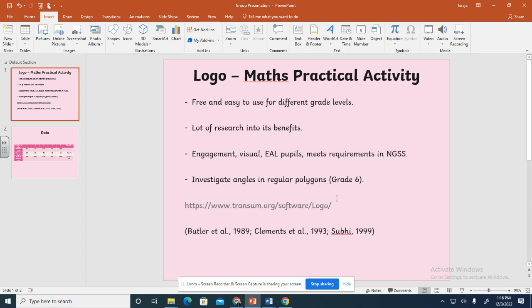Some of which includes that it's very engaging for children, it helps visual learners, it can certainly meet the needs of EAL children, and it meets the requirements in the NGSS. Now, what I'd like to do is I want you to imagine you're teaching a grade 6 class and you're investigating the angles in regular polygons. And the children would be familiar with the names of shapes, regular shapes, and also what their internal angles were.